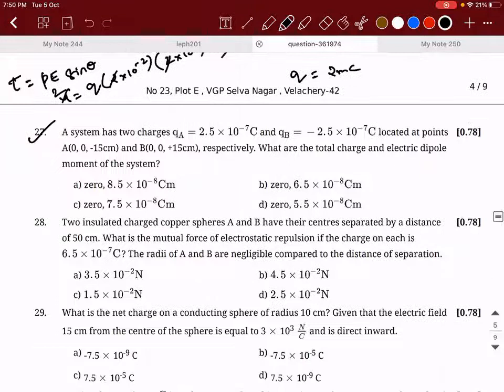27. There is a system that has two charges, equal and opposite, and they are separated by a distance of 30 centimeter. What is the total charge and electric dipole moment of the system? What is the total charge? Obviously 0. Now the electric dipole moment, P is equal to 2AQ, 2.5 into 30. So it should be 7.5 into 10 power minus 8. Is this what you got? Yes, sir, correct.